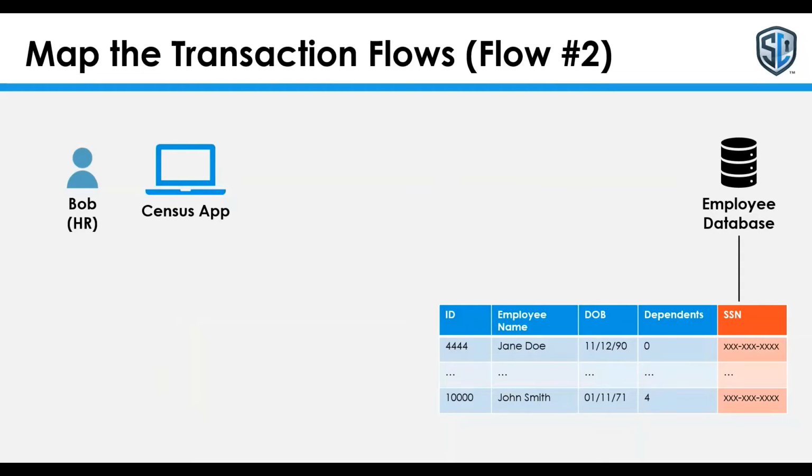Now flow number 2: Bob in HR has a census app, and he needs access to the same database for different reasons. You'll notice on the far right I have the column marked in red. I have a pop-up, so I can't actually see it, but I know it's red because I made it red. It is the social security numbers. When he's running this census, he does not need access to that part of the table. So should we give him access? No, we should not. We should make sure that the app only has access to the 4 columns in blue, not the social security one.